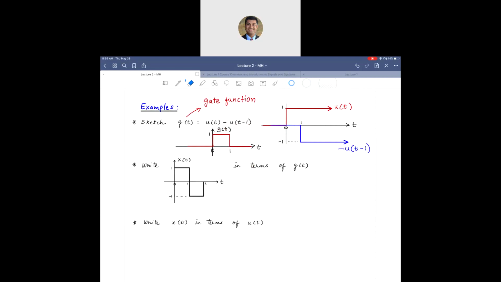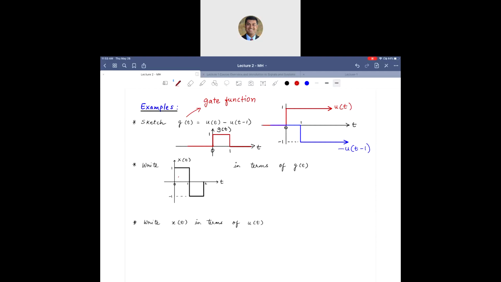Next, we will try to express x of t, our arbitrary signal over here, in the form of g of t. We already know what g of t is. Gate function is a rectangular pulse that is on for 1 second with an amplitude of 1. That's g of t. So how can I express x of t? We can do this quickly.